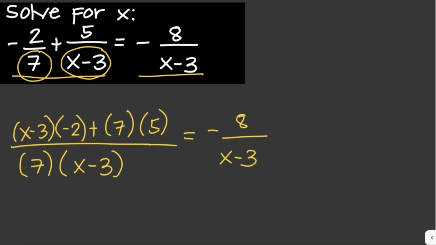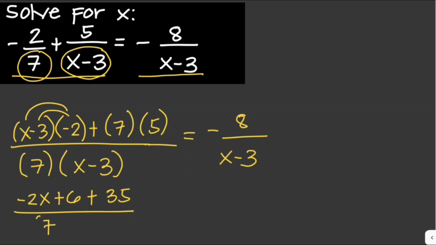Okay, then let's simplify the numerator. So we just have to distribute negative 2 to x minus 3. We multiply it to each of the terms. So that is negative 2 times x is negative 2x. Then negative 2 times negative 3 is positive 6. Plus 7 times 5 is 35 over 7 times x minus 3 equals negative 8 over x minus 3.